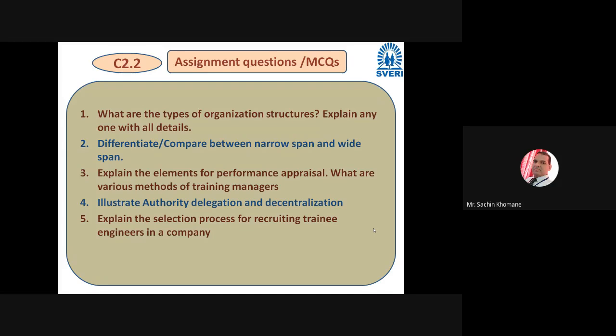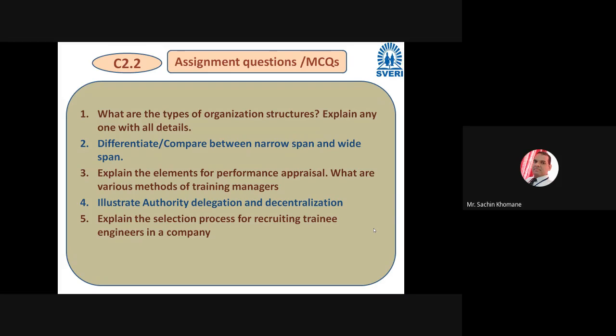But in the exam, they have asked in this way: out of 4 types, you have to explain one. So 7 to 8 marks weightage will be there. You have to write the 4 types, and you have to explain any one. You have to choose which is good for you. With the help of an organizational chart, you have to explain it. So it is an 8 mark question.